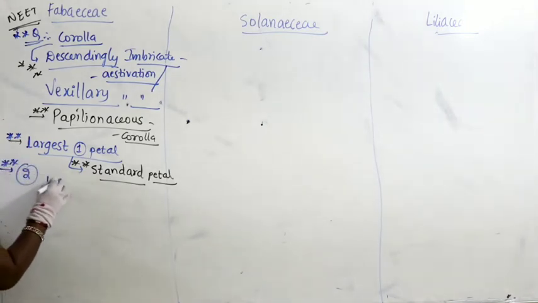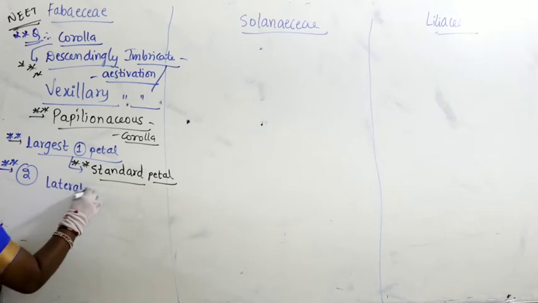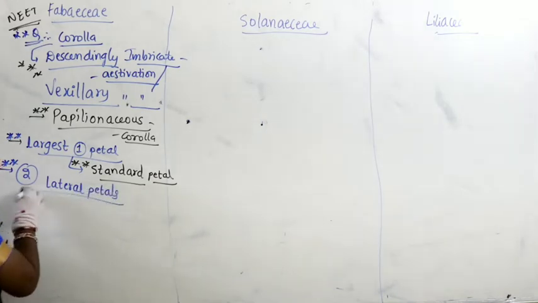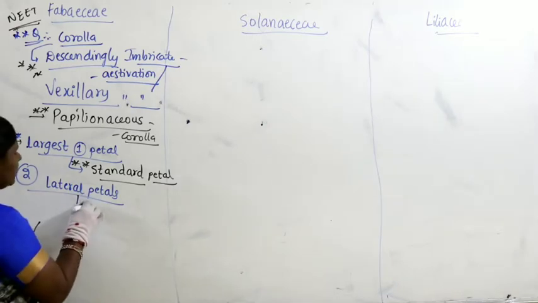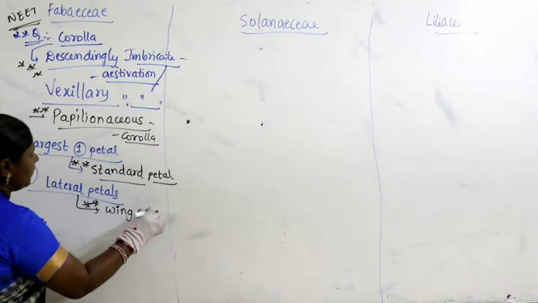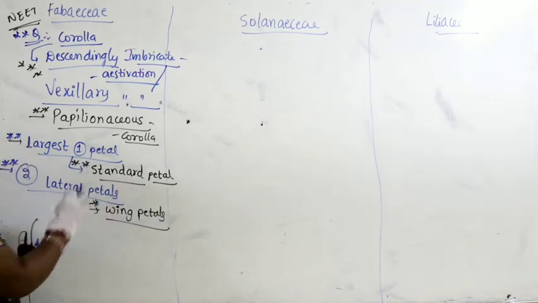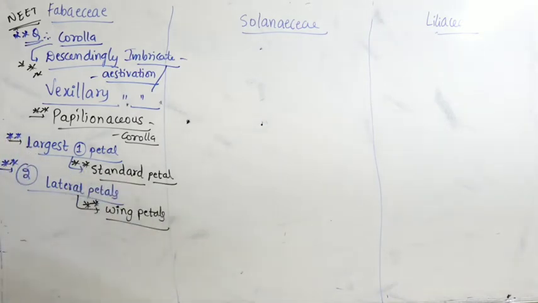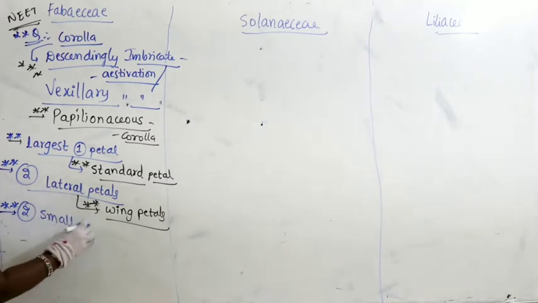Then we find two lateral petals. What do we call the two lateral petals? The two lateral petals are called as wing petals. So how many wing petals? We have two wing petals. How many standard petal? We have one standard petal. Then next two are very small, and they are anterior in position. What position are they? Anterior in position.